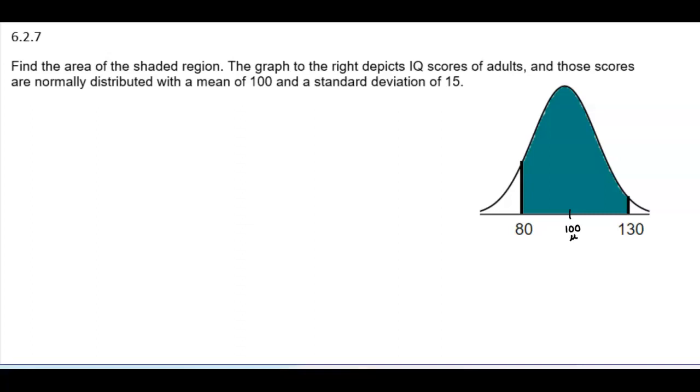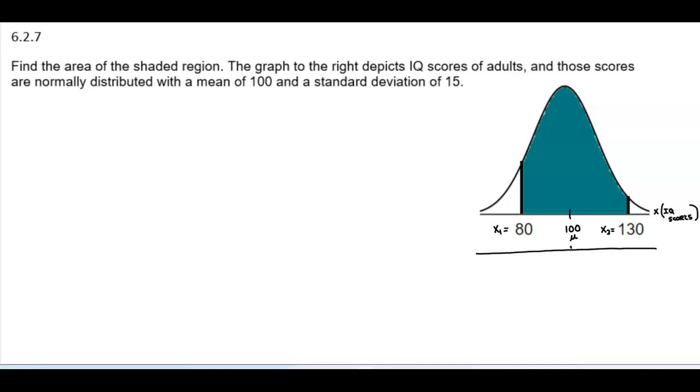Okay, and then we have two values. We have x1, which is equal to 80, and we have x2, which is equal to 130, because this represents the X scale, which represents the IQ scores. And so what we want to do is find the shaded region that's in between those two scores. So the first thing we're going to have to do is convert them to z-scores.